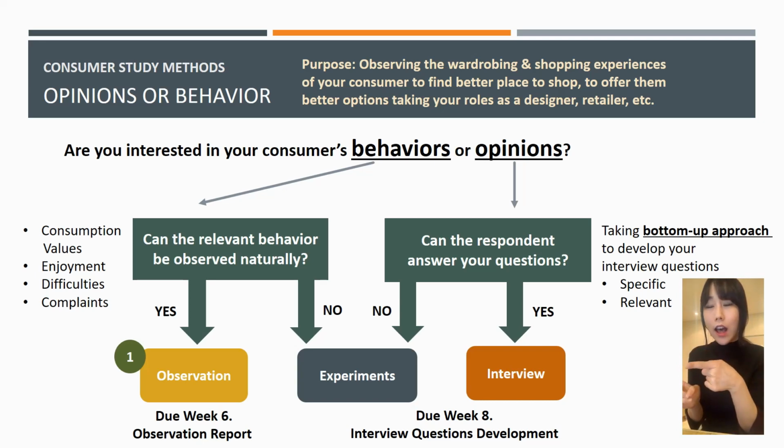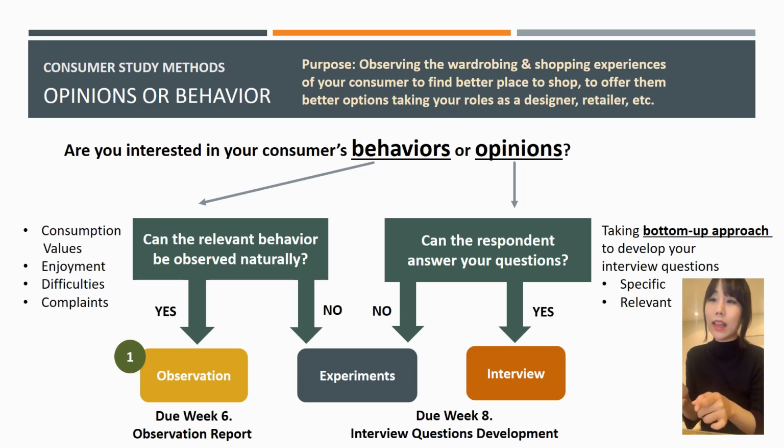So if you see on the graph here, we are observing the behavior the most. So can the relevant behavior be observed naturally? That means you can access their wardrobe, or you can go shopping with her or him or yourself. In that way, that is okay if you get their permission. So you're gonna go ahead and do some practice of consumer observation and write some notes of what is exceptional or typical about their consumption behavior.